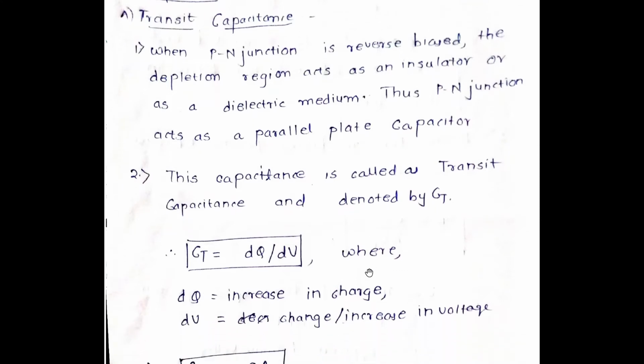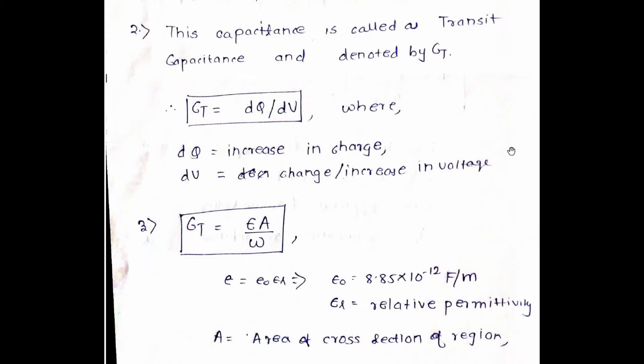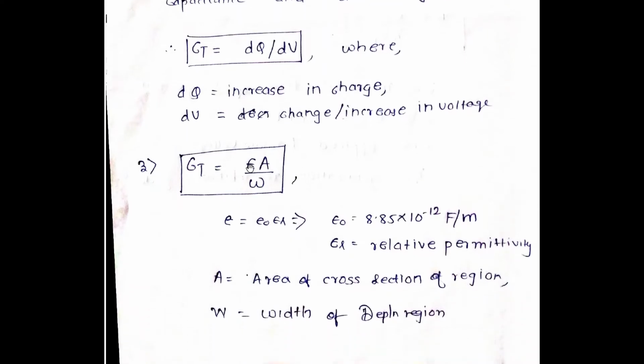The transit capacitance is given by the formula dq by dV, where dq stands for the change in the charge, and dV is the change in the voltage. Transit capacitance can also be given as epsilon into A by W, where epsilon is equal to epsilon naught into epsilon R. Epsilon naught is 8.85 into 10 raised to minus 12 farads per meter, and epsilon R is the relative permittivity. A is the area of the cross section and W is the width of the depletion region.